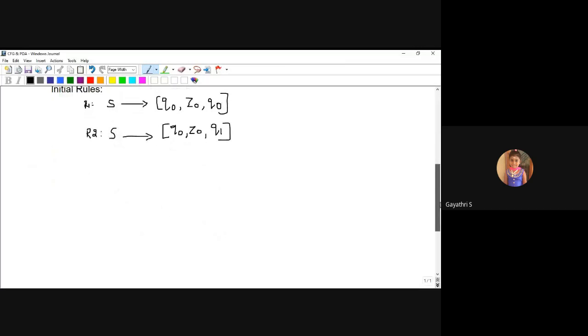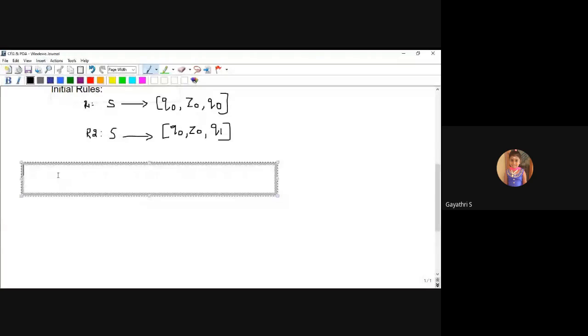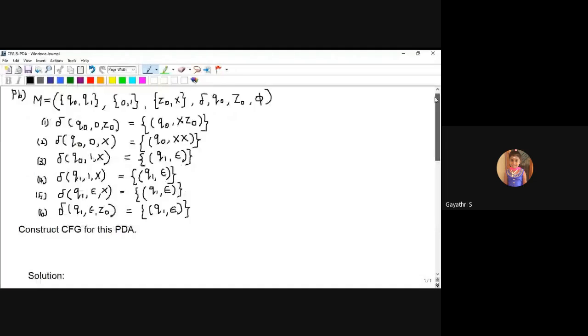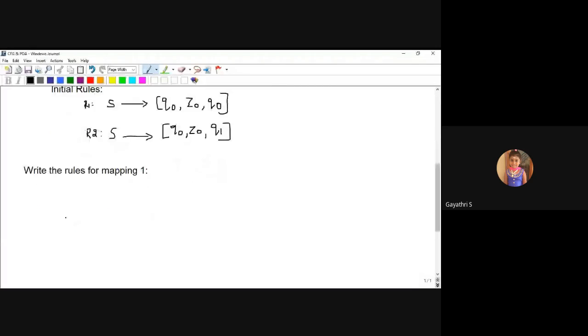I'm going to write the production rule for every mapping. The first mapping: write the rules for mapping 1. See, this is the first mapping. Del of q naught comma 0 comma z naught equal to q naught comma x z naught. So here the left hand side production starts with q naught. Four productions are possible. All the productions start with q naught.